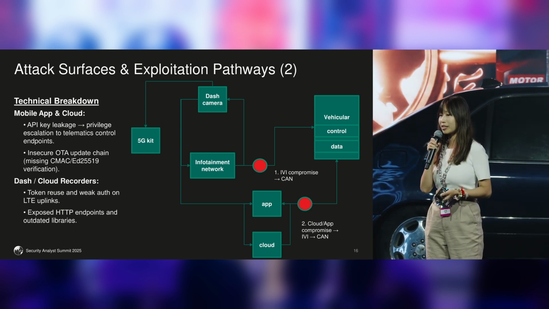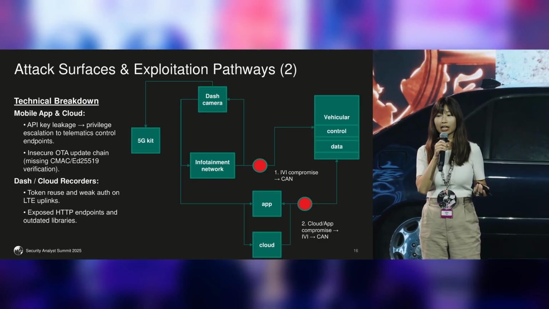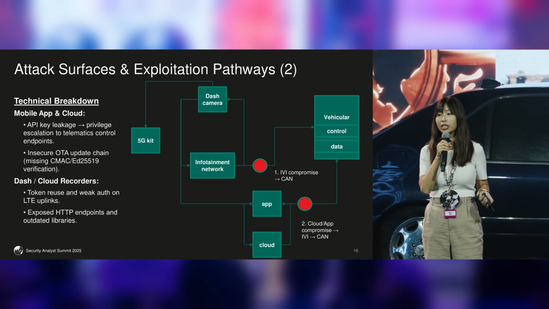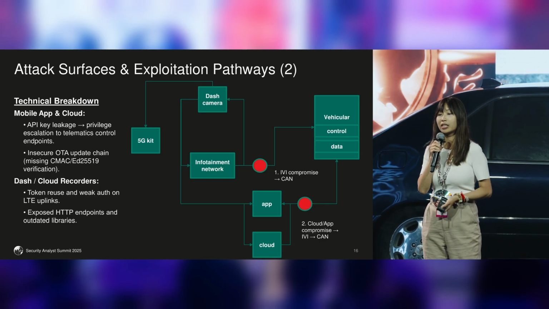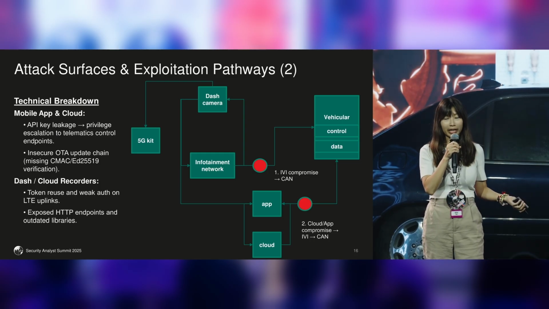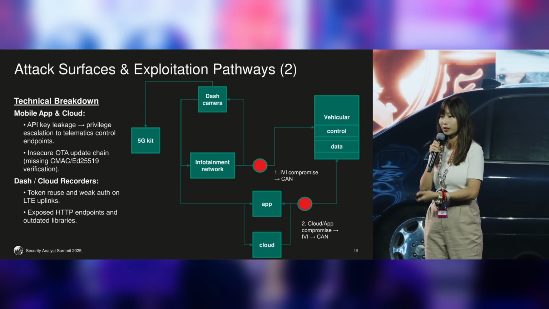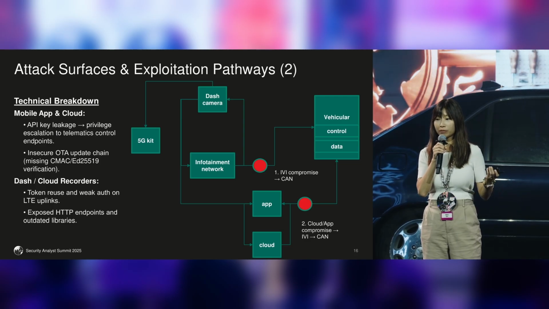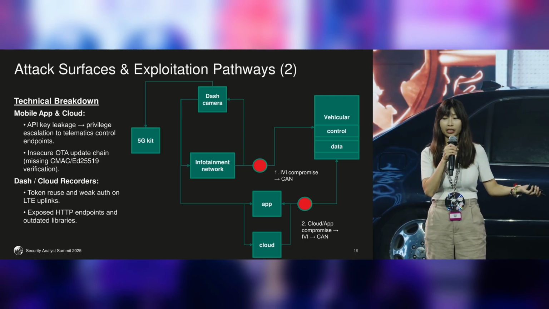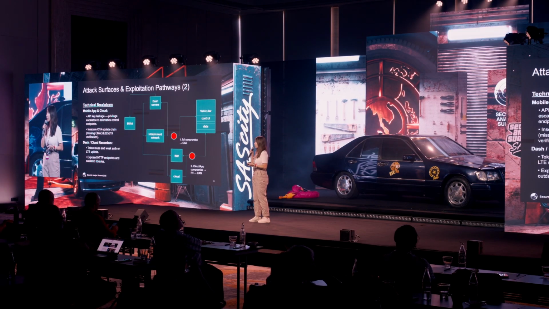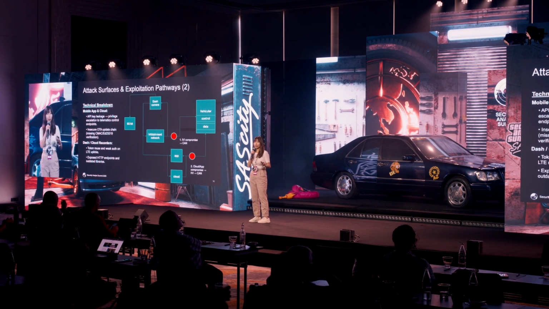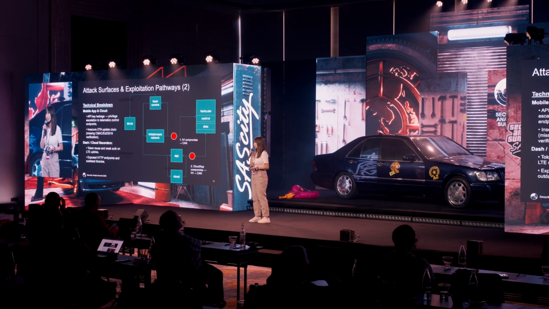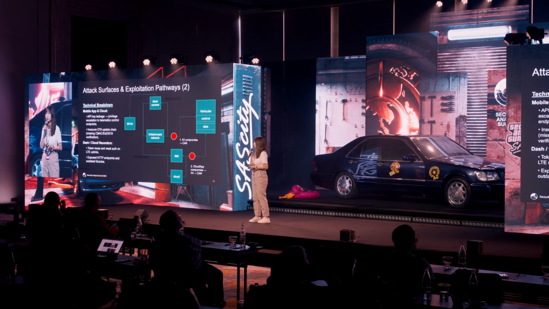Next, we have vectors concerning the mobile applications and cloud. Privilege escalation via the mobile app and the cloud to telematics can be possible due to API key leakage. If there is any missing CMAC or package signing, the OTA update chains can be made insecure as well. For dash cams and cloud recorders, exposed HTTP endpoints and outdated libraries can create a potential vulnerability point as well.